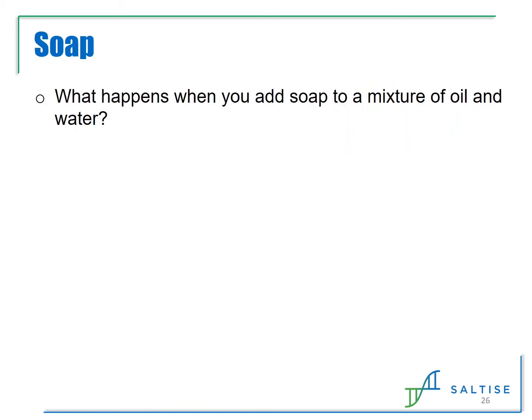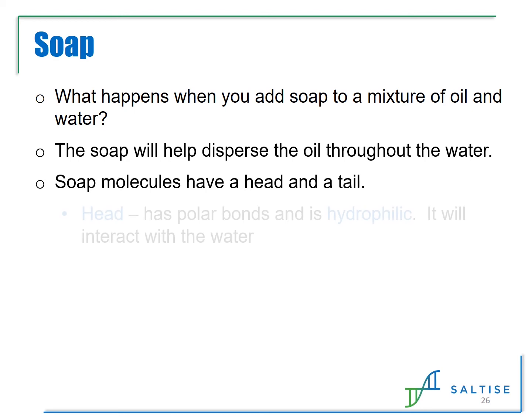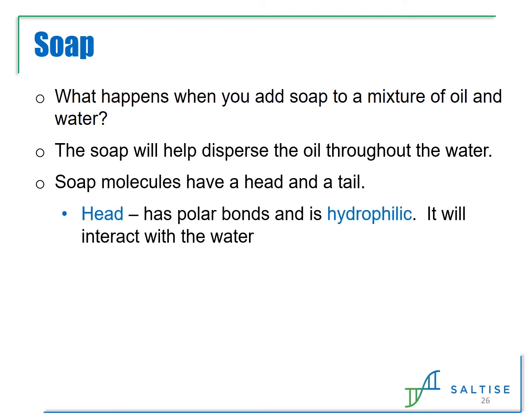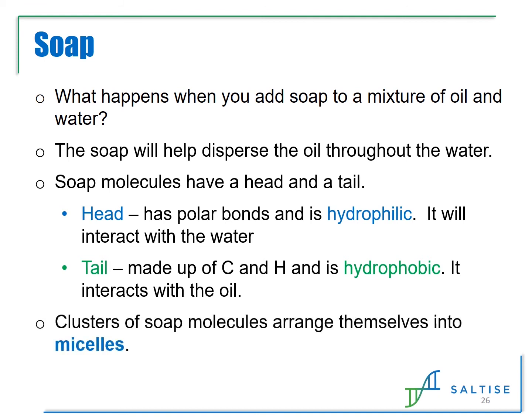What happens when you add soap to a mixture of oil and water? The soap will help disperse the oil throughout the water so that you no longer have two layers. It does so due to the structure of the molecules. Soap is made up of a head and a tail. The head has polar bonds and is hydrophilic, and so it is attracted to water. The tail is made up of carbon and hydrogen atoms, making it hydrophobic, and so it is attracted to the oil. In order to mix the oil and the water, the soap molecules will cluster together, forming something called micelles.